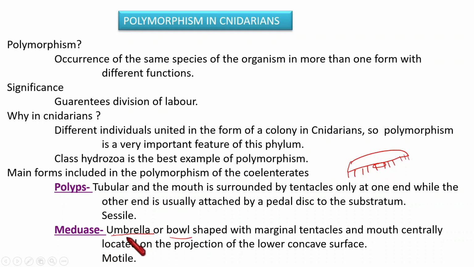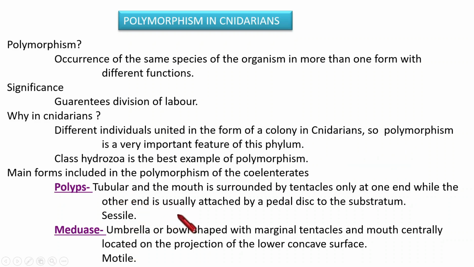So Medusa is umbrella shaped or bowl shaped with marginal tentacles, and the mouth is centrally located on a projection whose name is manubrium. That projection is present on the lower concave surface of the Medusa. Also, it is motile, but the polyp is sessile. That is the other difference between the polyp and the Medusa.